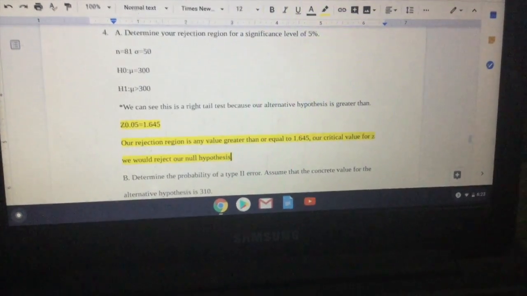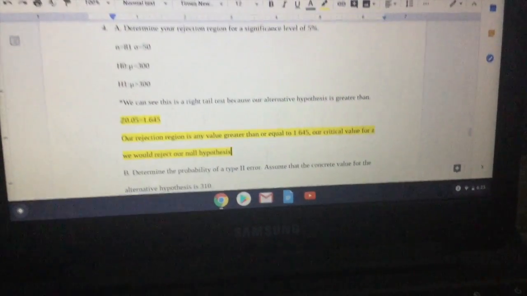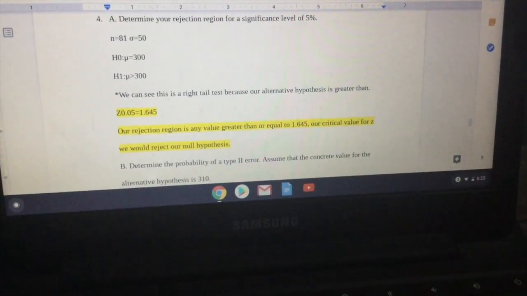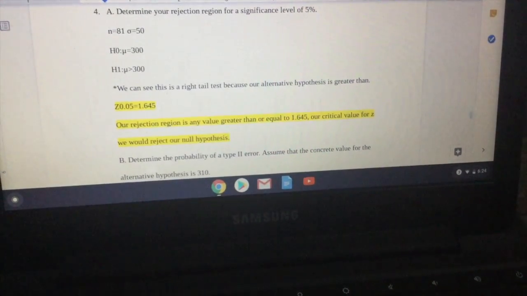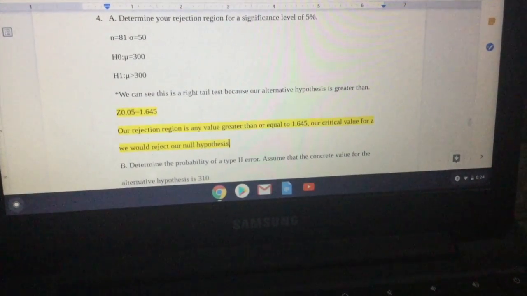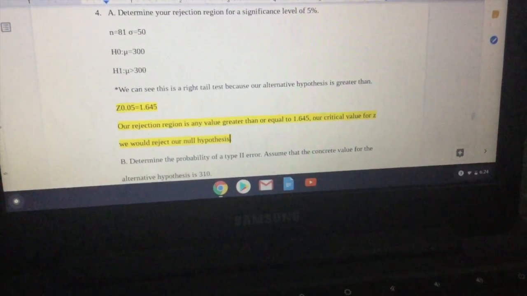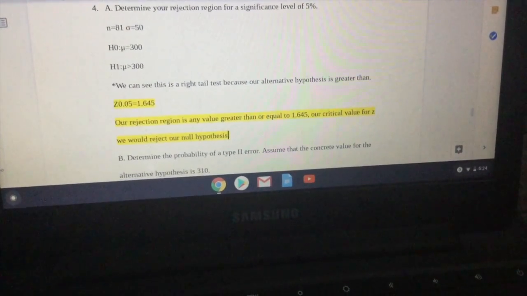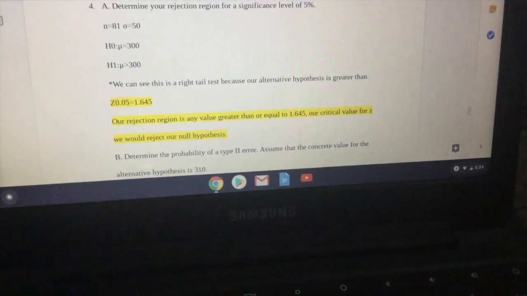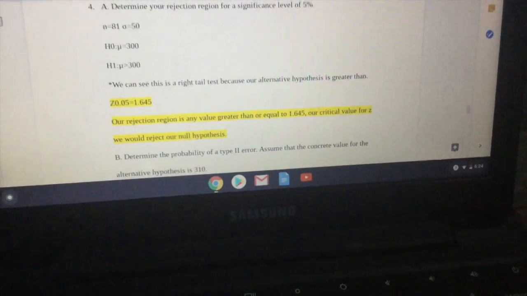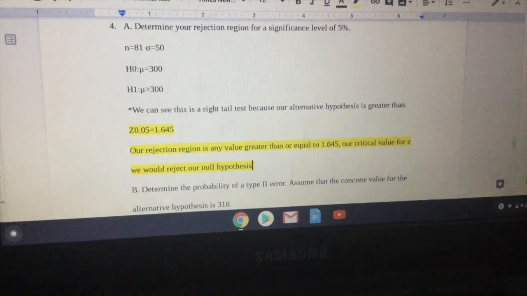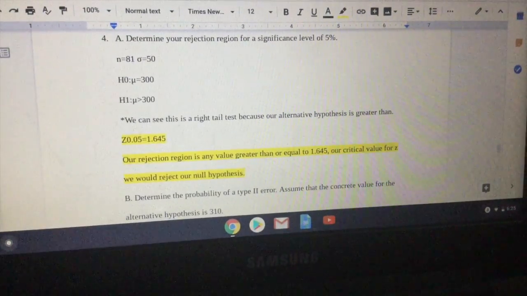Part A of question 4 tells us to determine the rejection region for a significance level of 5%. As given in the problem, our sample size n is equal to 81. Our standard deviation of their incomes on the island is equal to 50. Our null hypothesis is that our average income, mu, is equal to 300. Our alternative hypothesis is that our average income, mu, is greater than 300. We need the average income to be greater than 300 for our bar to be successful. Based on our alternative hypothesis being mu is greater than 300, we know that this problem is a right-tail test.